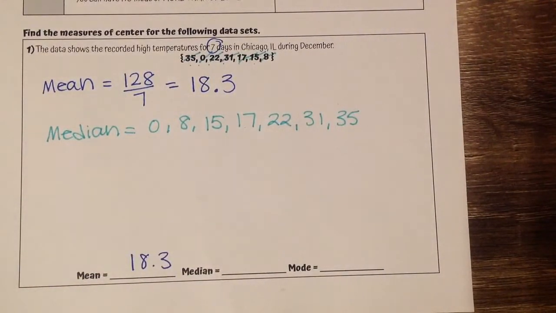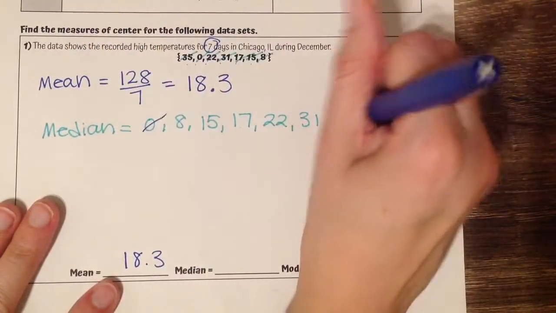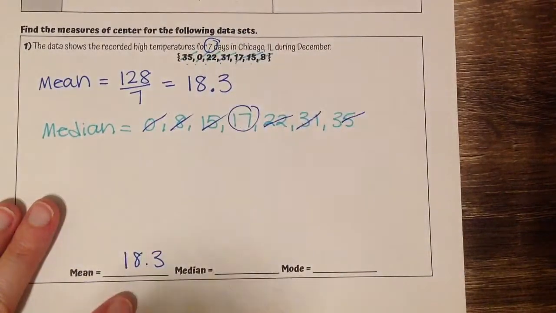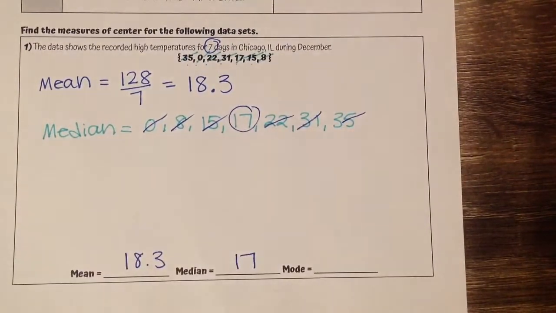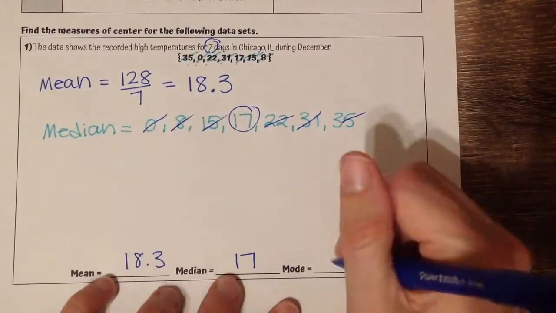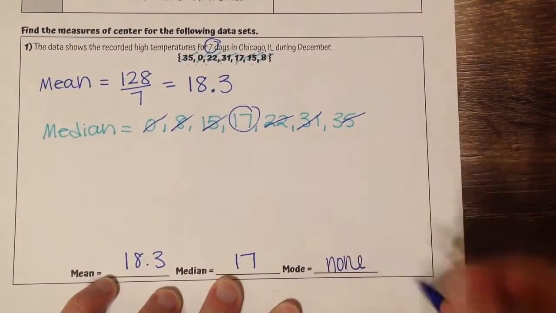So finding the middle value, I'm just going to cross off lowest, highest, lowest, highest, lowest, highest. I'm left with 17 in the middle. That is our median. And the last one, for the mode, which one occurs the most often? We don't have any duplicates here, so there's none or no mode.